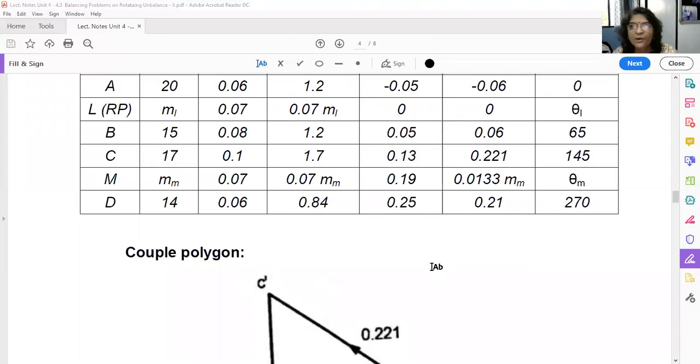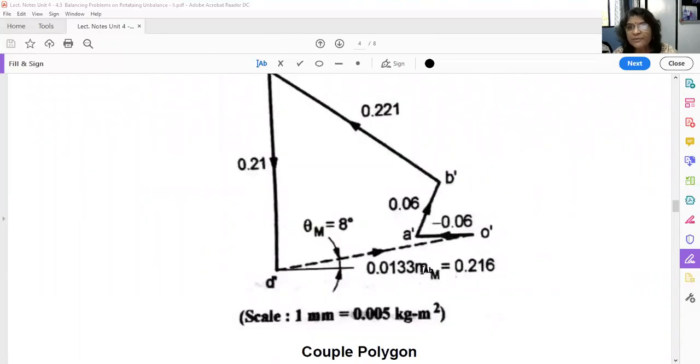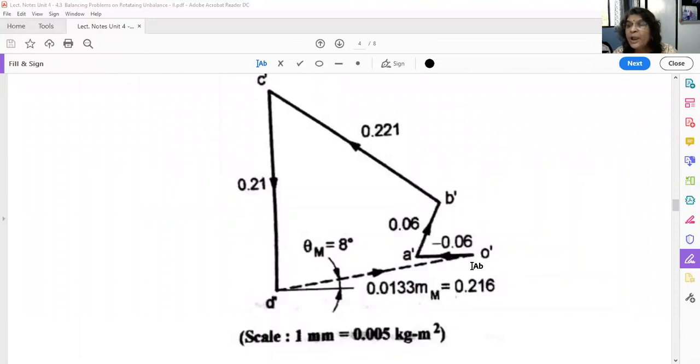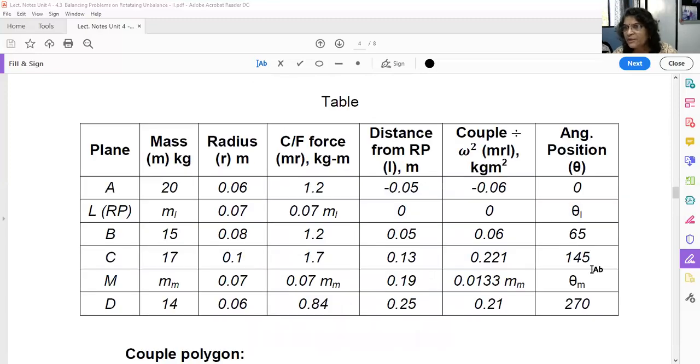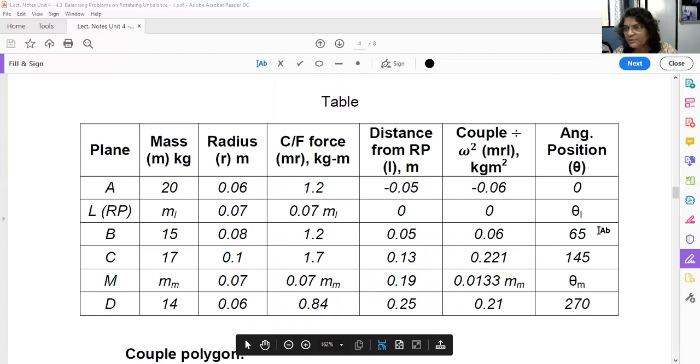Understood? Now, what is the first step in drawing the couple polygon? You have to first locate any pole or point and name it O or O dash. Here every point is known as a dash, so O dash. Now you have located this point O. Now just follow this sequence to draw the couple polygon. That means these are the angular positions.